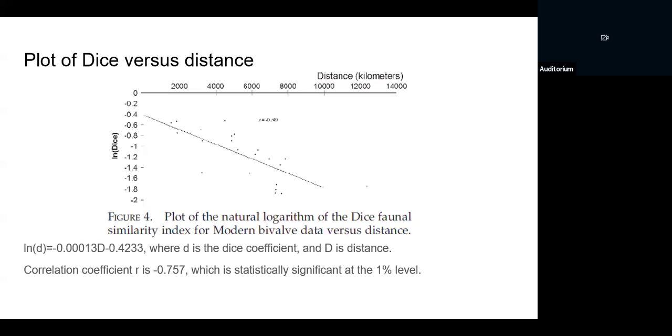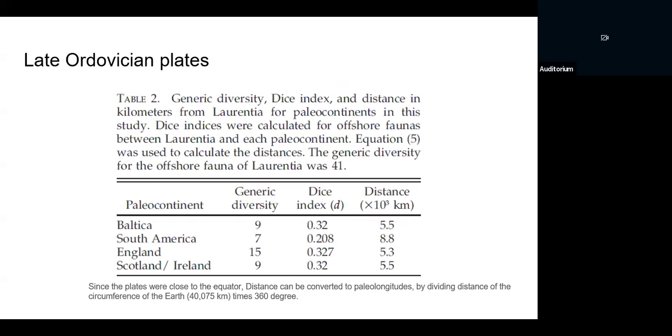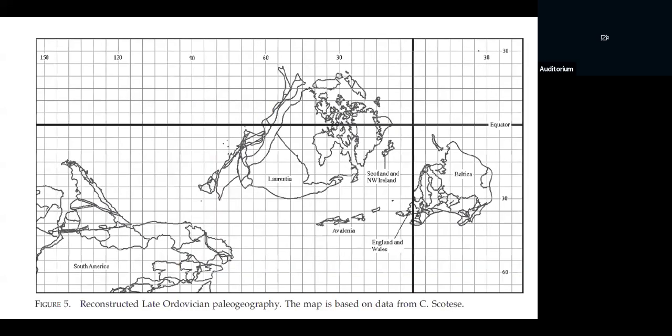So now I've got a way of calculating the distance in the past based on fossil data. And here you see the diversity for Baltica, South America, England, Scotland, Ireland, the Dice indices, and from my formulas, what the distance should have been between those two areas. By the way, this is relative. It's not absolute distances. What I decided to do was to make Avalonia, England, my prime meridian for 500 million years ago. And then I just measured everything off from Avalonia.